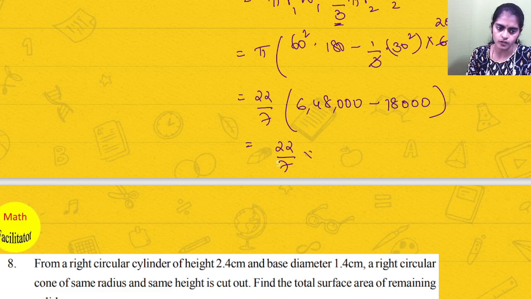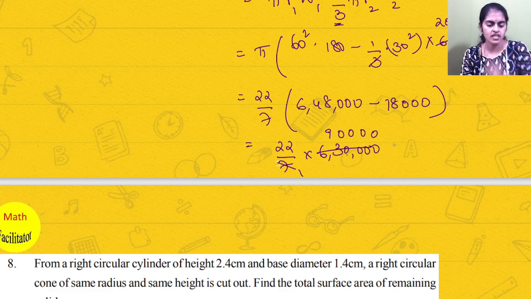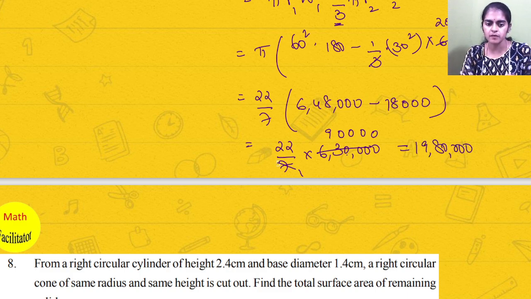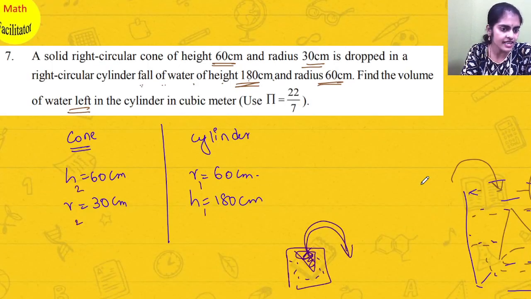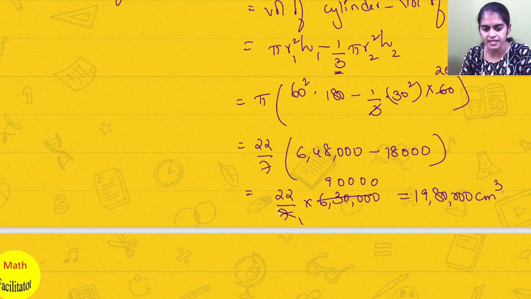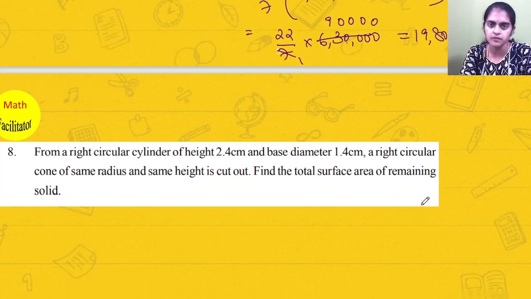సో 22 by 7 into 6,30,000 వస్తుంది. Now this is 7 ones are 7, 7 nines are 63, then 0 0 0 0, four zeros. So that is again equal to 90,000 into 22. So you will just multiply 90,000 into 22. So ఇది 19,80,000 వస్తుంది. So big numbers in this question. So all of these are in centimeter. Okay, all of these are in centimeter. So ఇది volume కాబట్టి centimeter cube. Is it clear everyone? Yes.